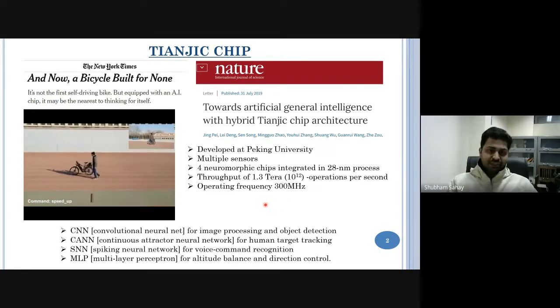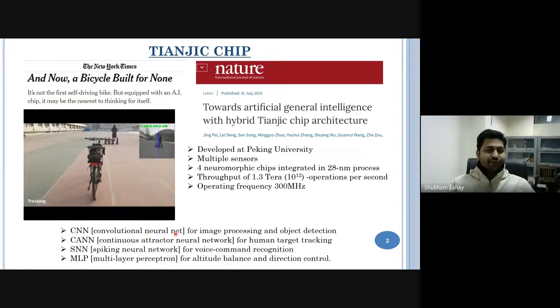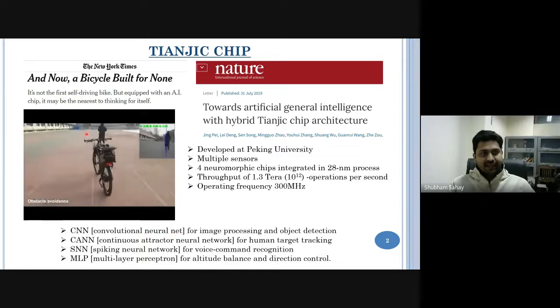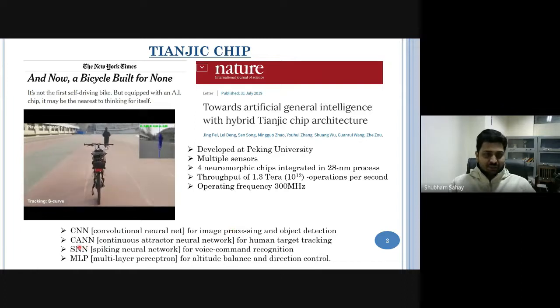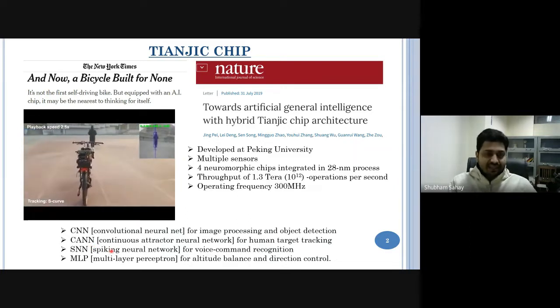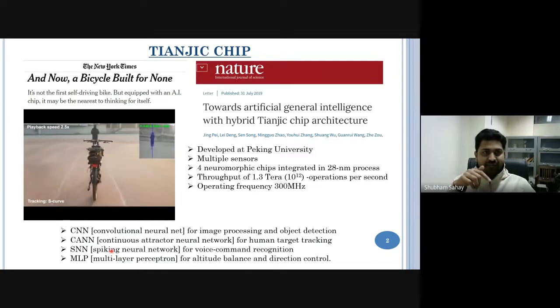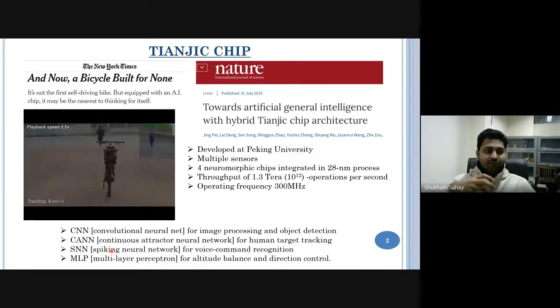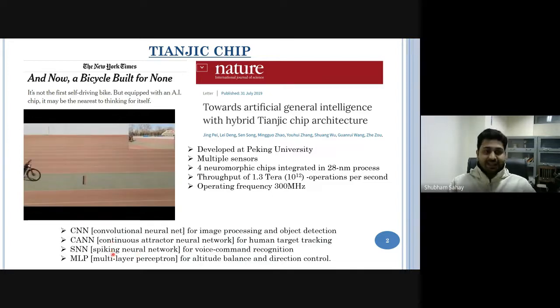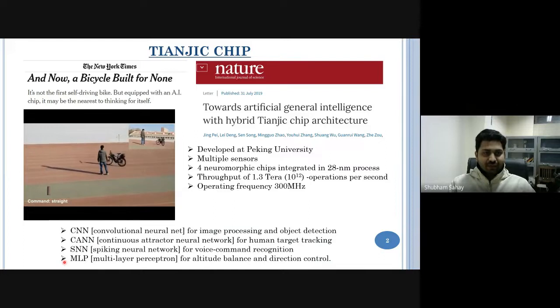So what are those 4 neuromorphic chips which are integrated in this bicycle? One chip performs CNN, or convolutional neural network, which is used for image processing and object detection, like it is detecting the radar right now. Then there is a CANN chip, a continuous attractor neural network, used for human target tracking. Then it also houses a spiking neural network chip. Spiking neural networks are the most biorealistic kind of neural networks because they process information with the help of trains of spikes, which is how information is processed in a human brain, and that is used for voice command recognition. And then they also have a multi-layer perceptron for attitude balance and direction control, which is used to control its balance.